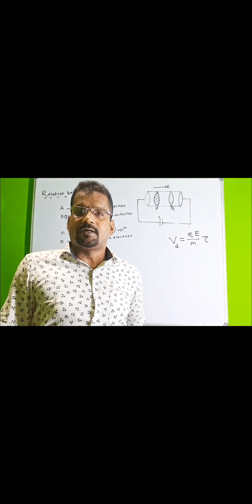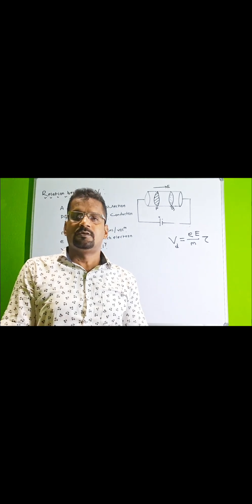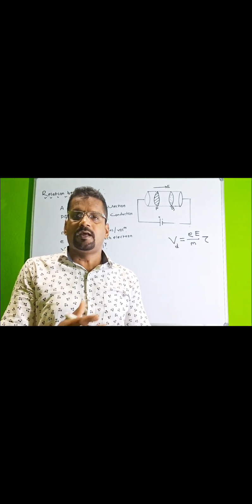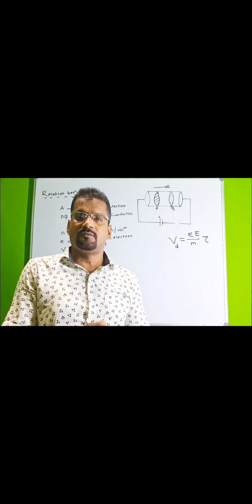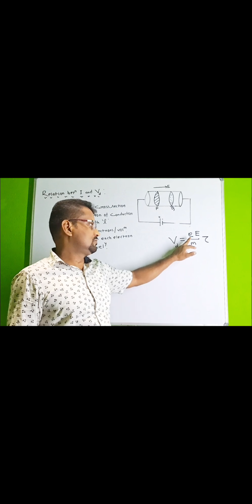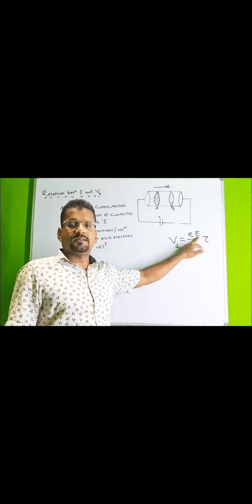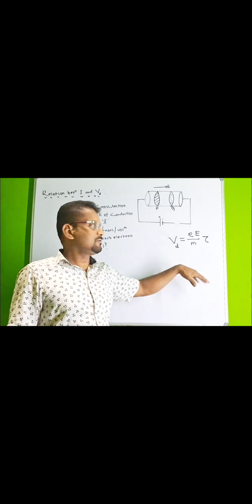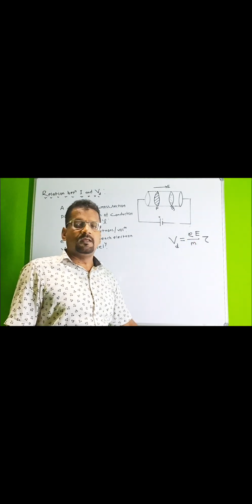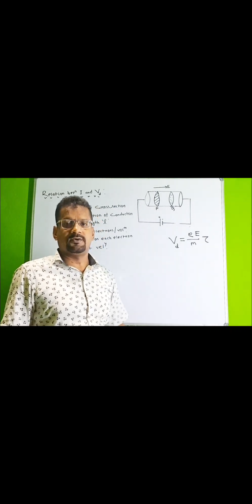Class 12 Physics, chapter Current Electricity. In the previous video, we discussed what drift velocity is and deduced its expression. The expression of drift velocity is Vd equals to eEτ by m, where e is the charge on an electron, capital E represents the electric field provided to the conductor, and m is the mass of the electron, multiplied by the mean relaxation time tau. So this expression we already deduced.